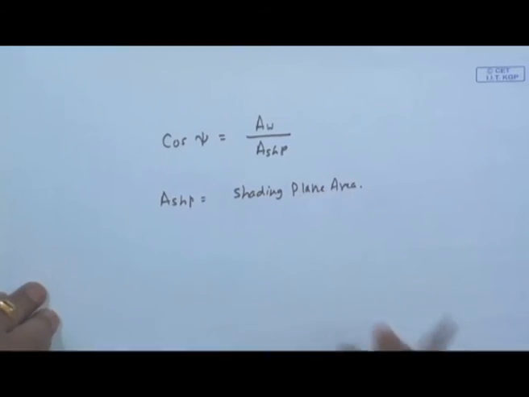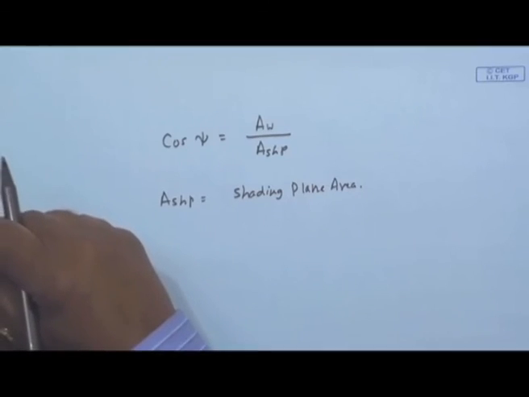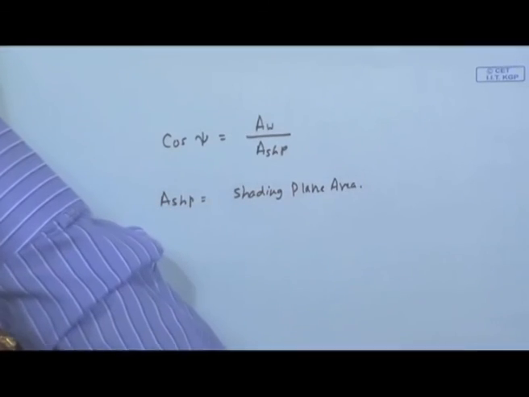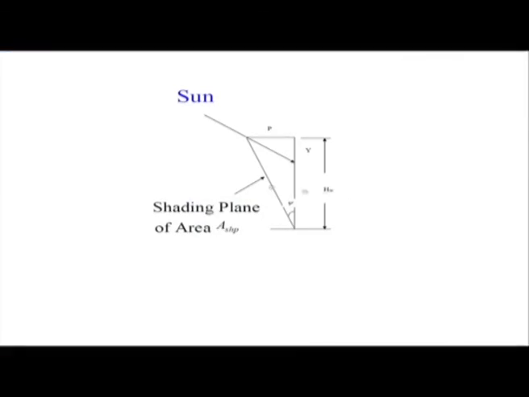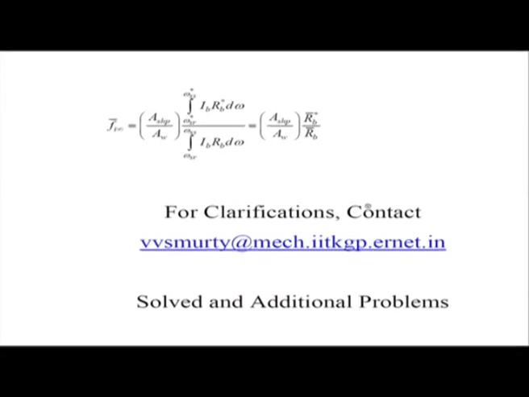It is a simple optics principle, whatever passes through the process, just like the pressure drag. So, that is what I have shown here. This is the shading plane ASHP.